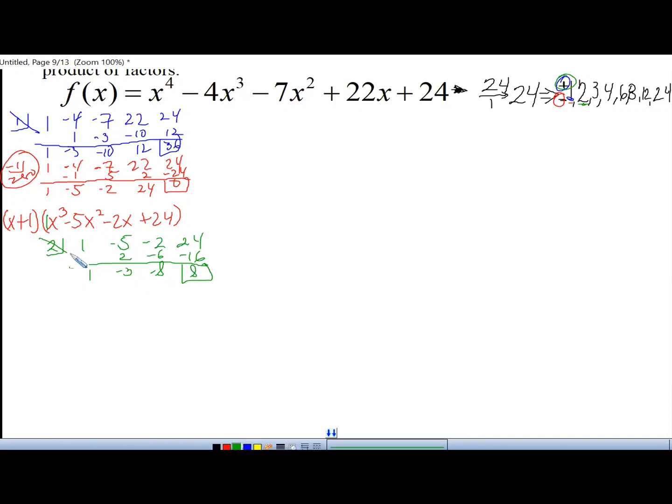So which number do we do next? -2. Same coefficients and constant. -2, 24. Bring down the 1. -2 times 1 is -2. Combine, that's -7. -2 times -7, that's 14. Combine, that's 12. -2 times 12 is -24. And this is our 0.